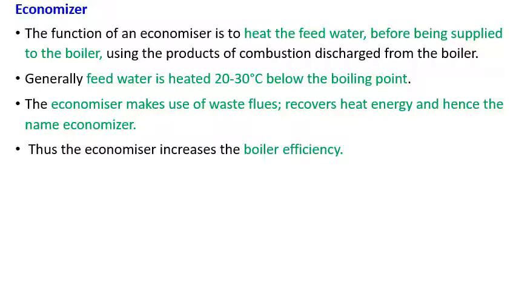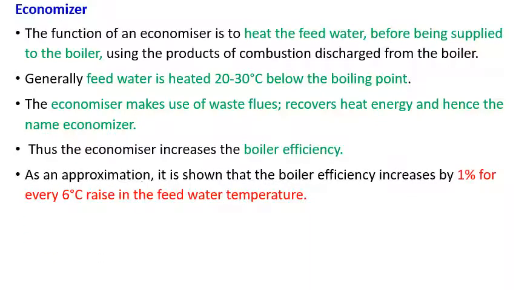Thus, the economizer increases the boiler efficiency. As an approximation, boiler efficiency increases by 1% for every 6° rise in feed water temperature. That plays a very important role. Even a percentage in a thermal power plant gives a huge heat recovery in terms of cash.